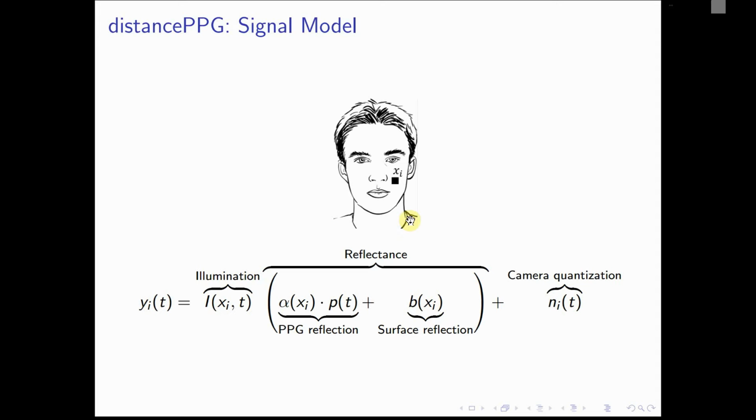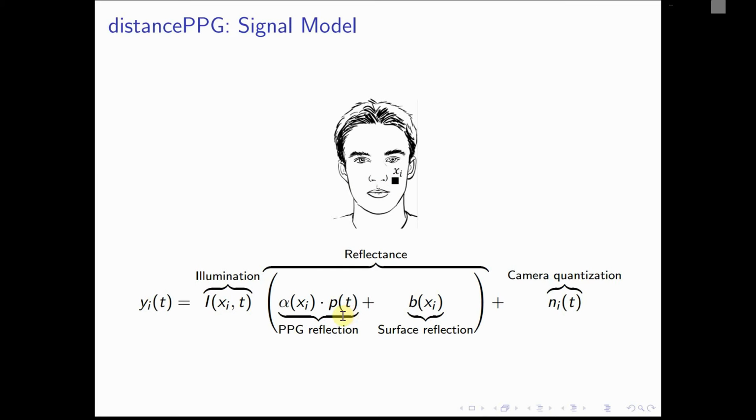To better understand how the DistancePPG algorithm combines the pulse signal from different regions of the skin surface to improve the overall signal strength, let us look at the signal model. Y_i(t) is the camera measurement at location x_i on the skin surface. I(x_i, t) is the intensity of the light falling on the skin surface at location x_i.